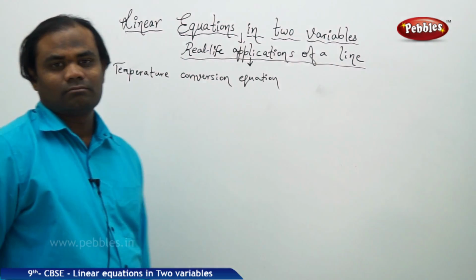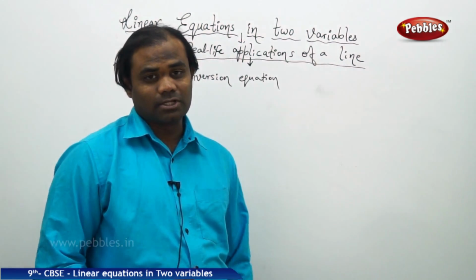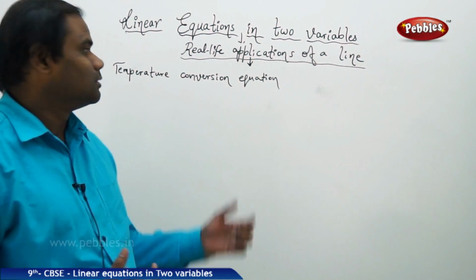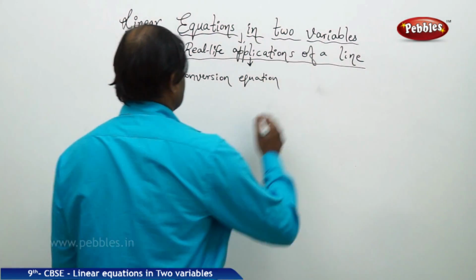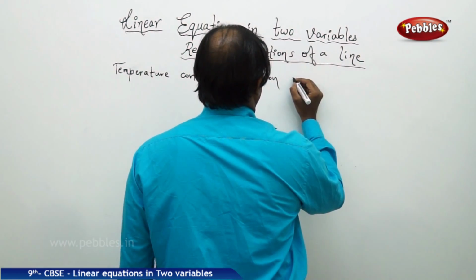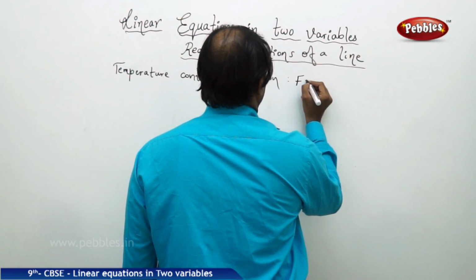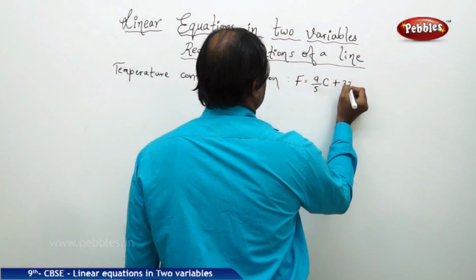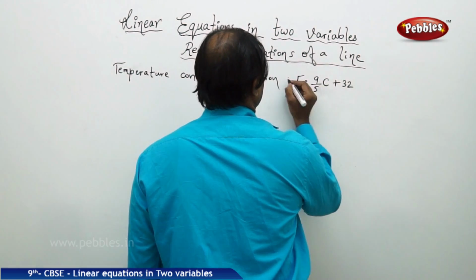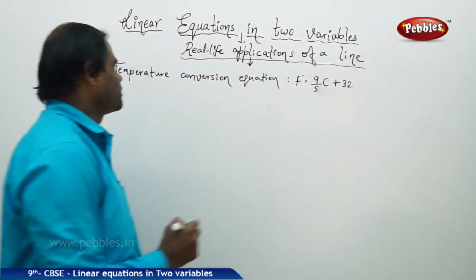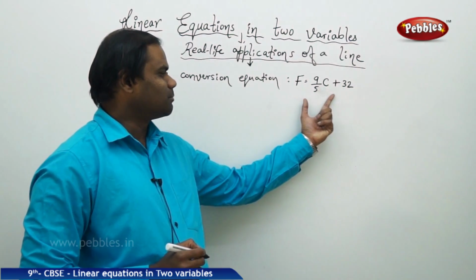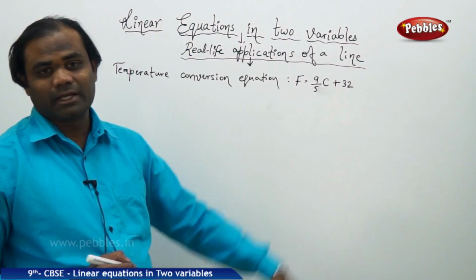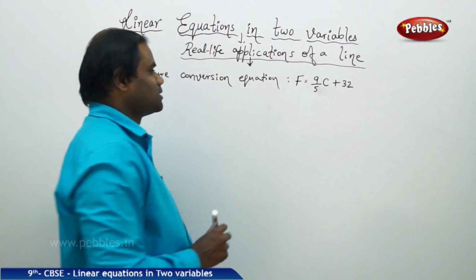equation. Usually the temperature conversion is done through a mathematically calculated equation through data collection, which is given to be F equals 9 by 5 C plus 32. The temperature conversion equation F equals 9 by 5 C plus 32 is a linear equation in x and y.